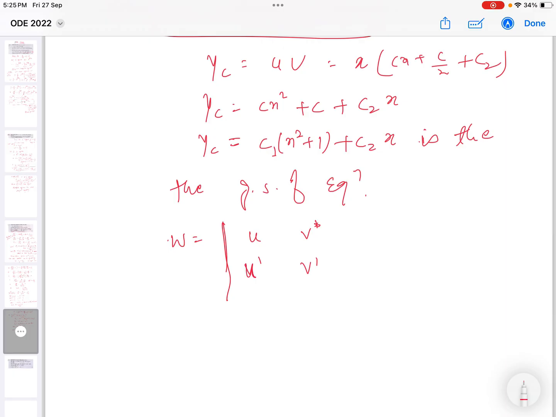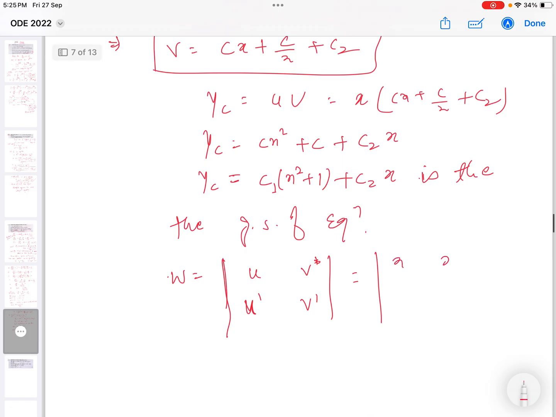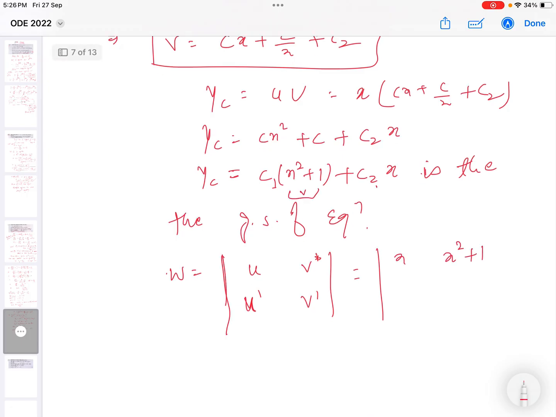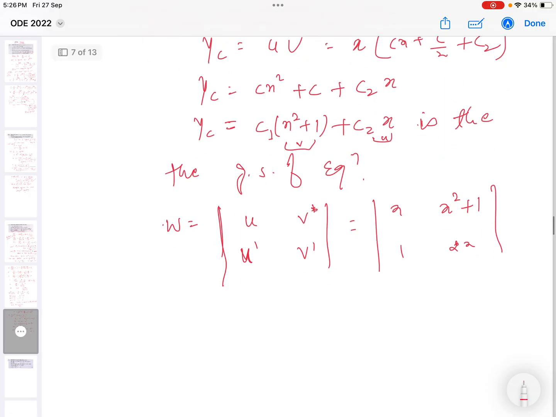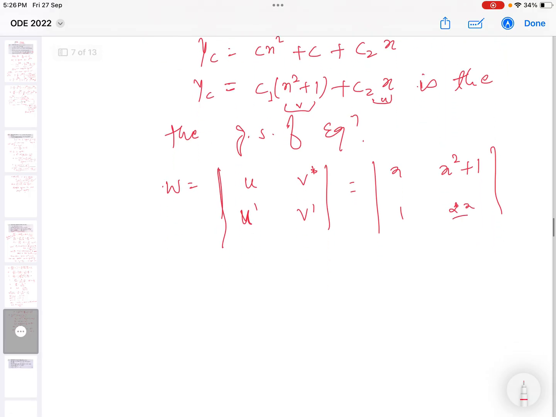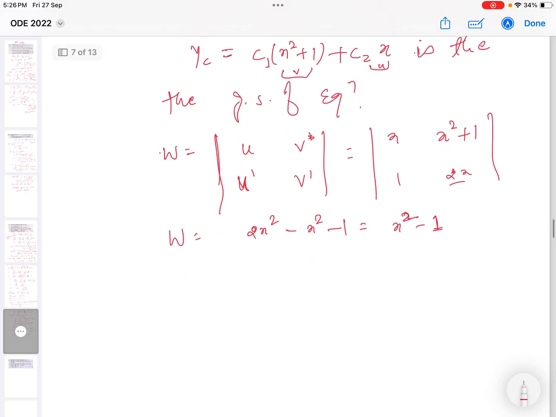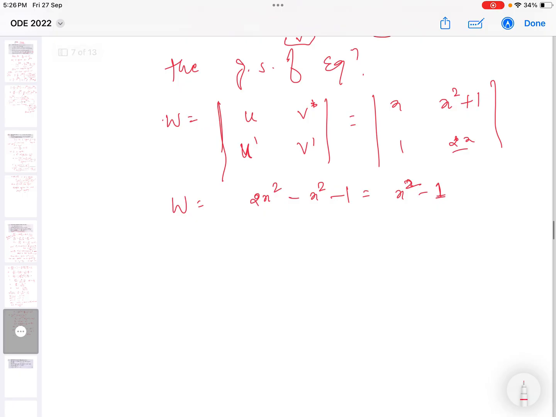This is u, so u is nothing but x. This is u, this is v. u dash is nothing but 1. v dash is nothing but 2x. So the Wronskian comes out to be 2x squared minus x squared minus 1, which is x squared minus 1. Fine.